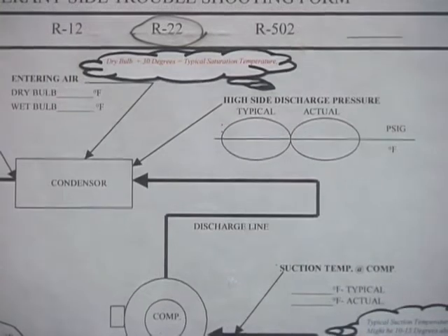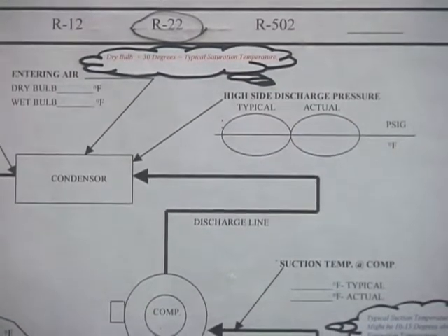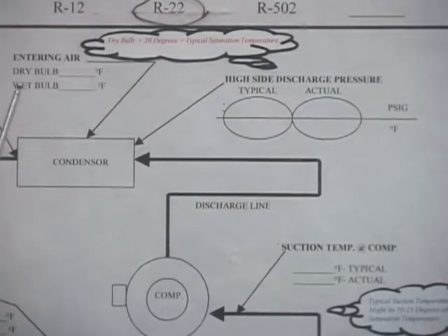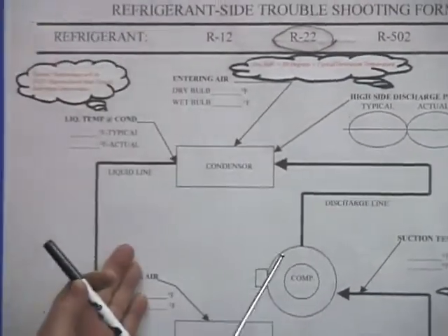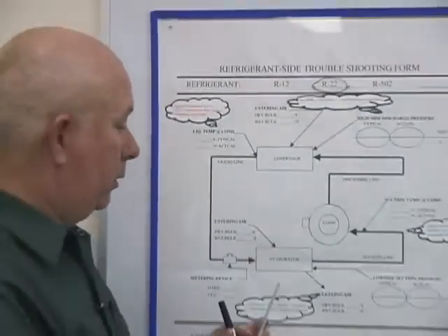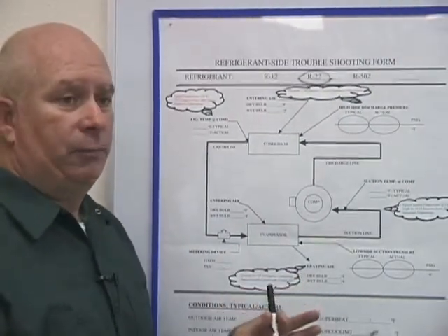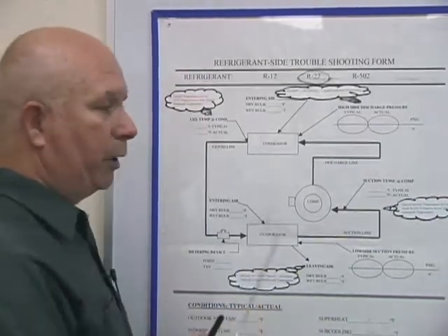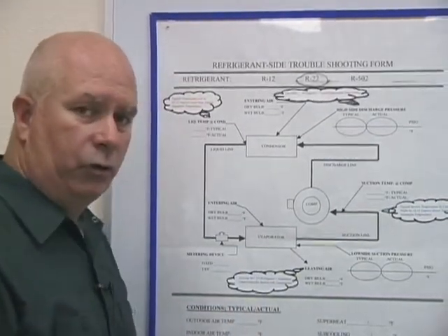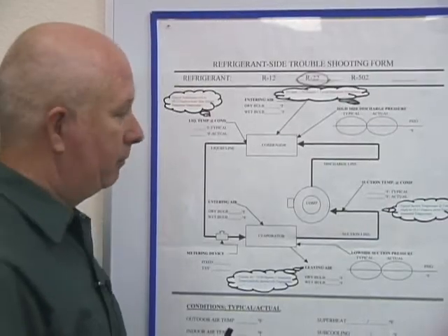Saturation temperature means only one thing: that temperature at which it begins to change state, but it either changes from a vapor to a liquid, as in the condenser, or in the evaporator, from a liquid vapor to a total superheated vapor. So it depends on which part of the unit you're working on. You have to understand that concept.